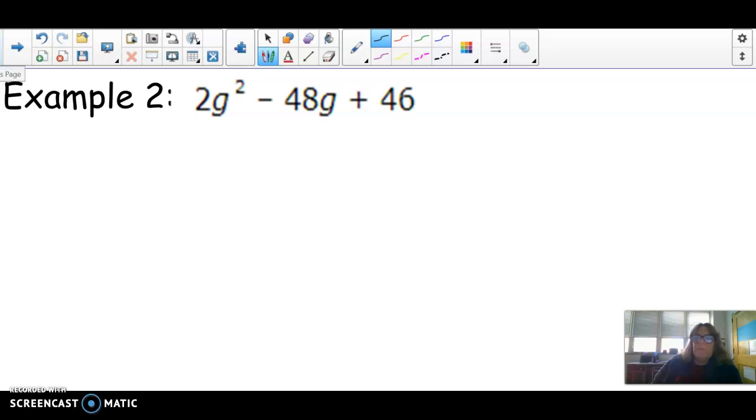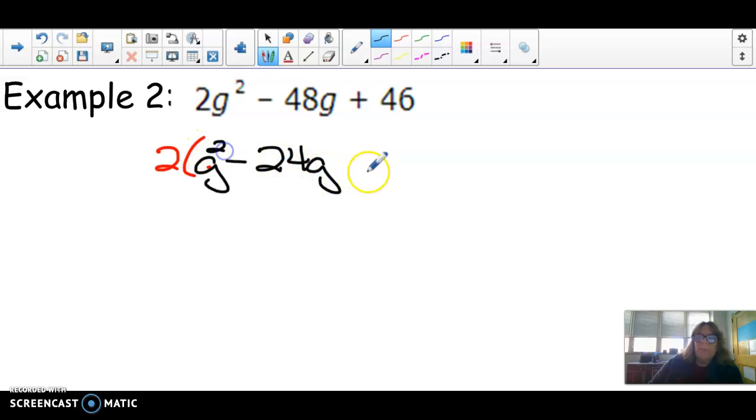Example 2. Again, always look for your GCF first, and I found a GCF. My GCF here is 2. If I take out a 2, I have left g squared minus 24g, excuse me, that's a g squared, plus 23. Now, remember, you always bring down that GCF.